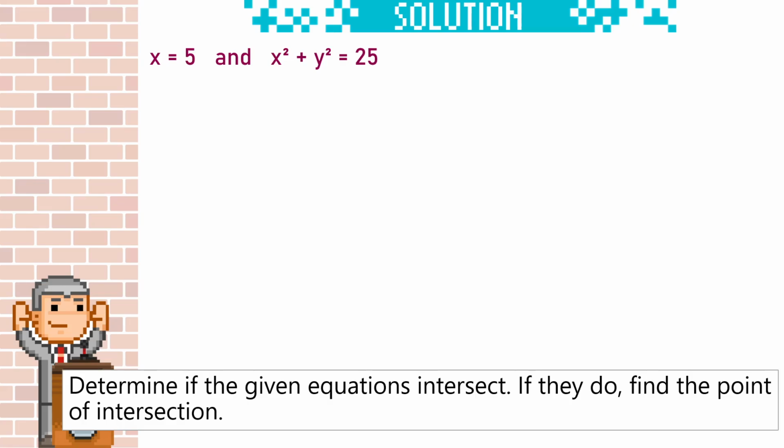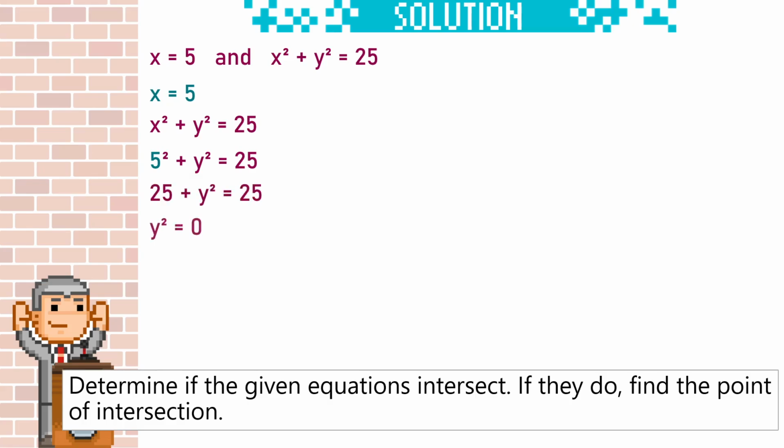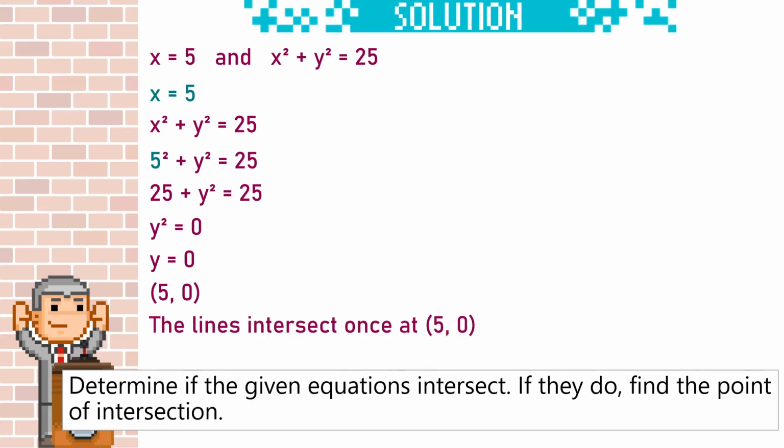So to find out which one this is, we're going to substitute in the x equals 5 into the circle equation. So instead of x squared, we're going to have 5 squared plus y squared equals 25. 5 squared is 25, take away 25 both sides, and we've got y squared equals 0. Square root both sides and you get y equals 0, and we already know that x is 5. So the lines intersect once at (5, 0).